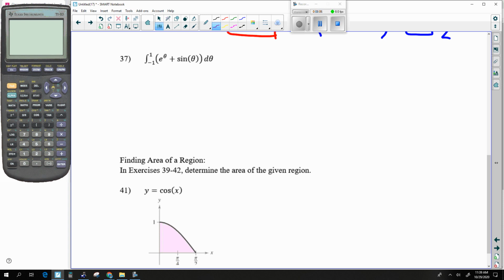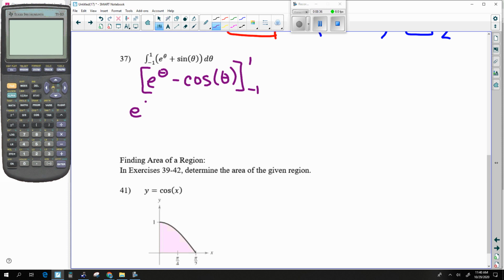All right, so we take the integral. e to the x is e to the x, e to the theta is e to the theta. Sine is negative cosine. This is being evaluated from negative 1 to 1. Oh, I know the trick of this one. Let's go ahead and plug and chug here.